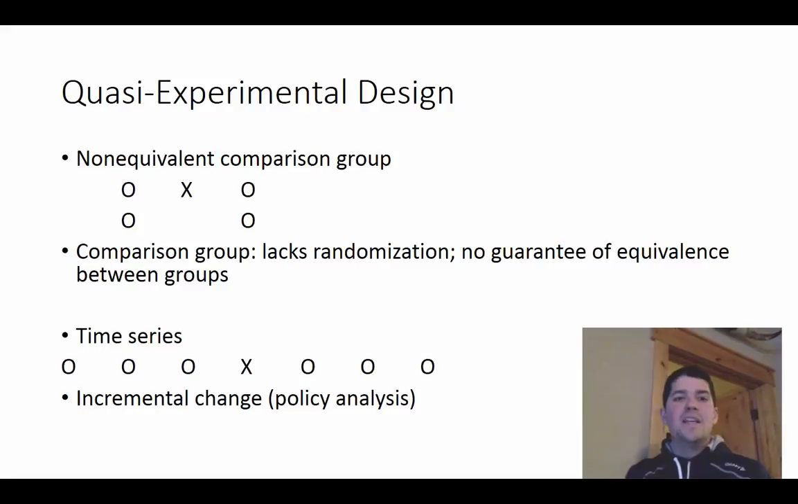So the next form, we just talked about experimental designs. The next one is a quasi-experimental design. The big difference between an experimental and a quasi-experimental design is that with quasi-experimental, you do not have random assignment to treatment or comparison condition. Okay?